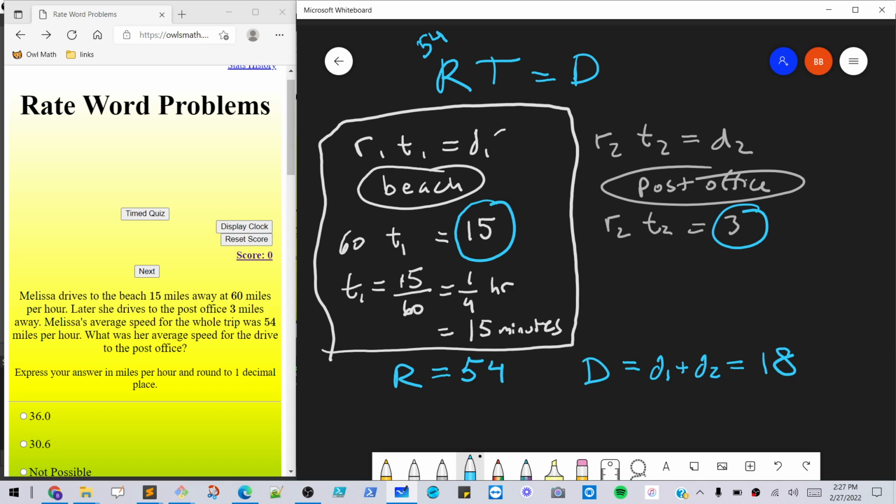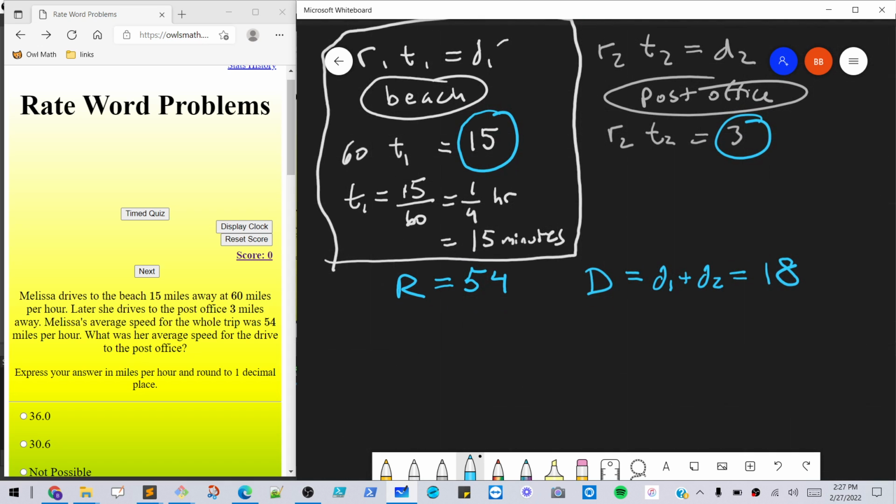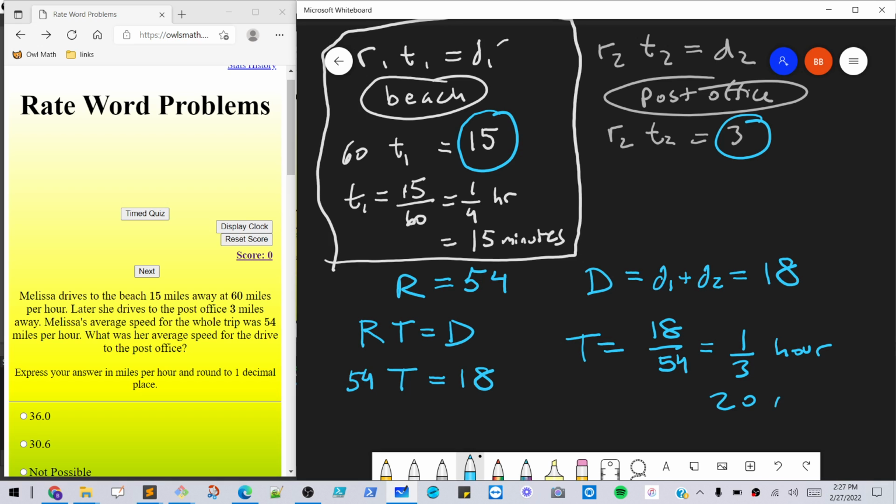And so then, coming down here, we want to look at our RT equals D. This is for the whole trip now. We have 54 miles per hour, T we don't know, and the distance is 18. But now we only have one unknown in our equation, so we can solve for that. And that's going to be T equals 18 over 54. And that's just going to be 1/3 of an hour, which is the same thing as 20 minutes.